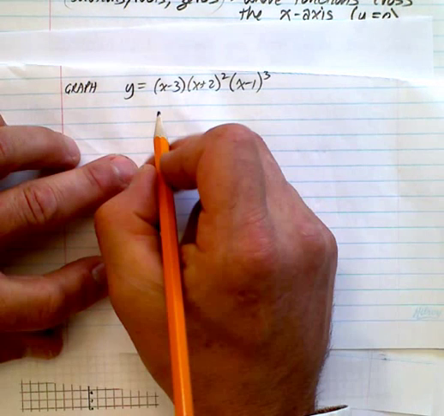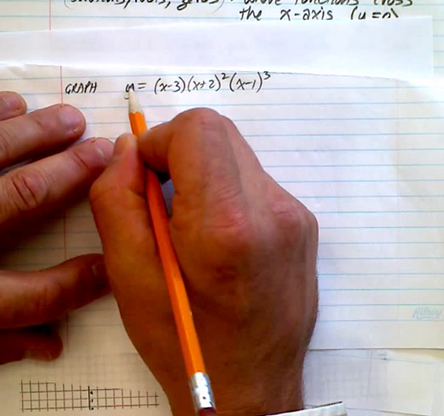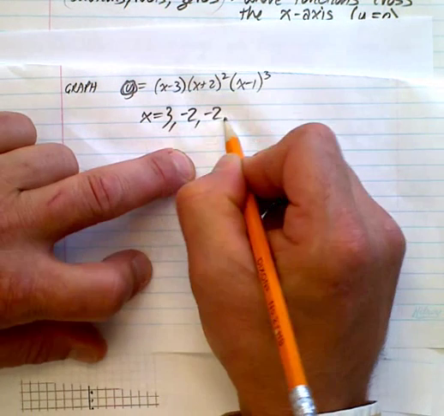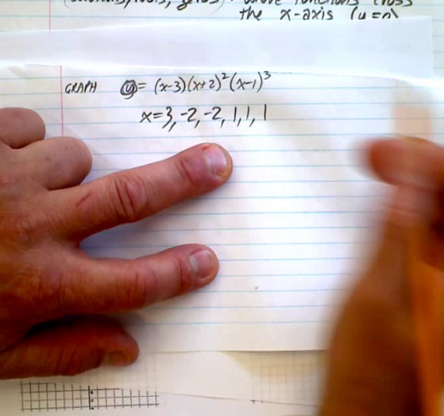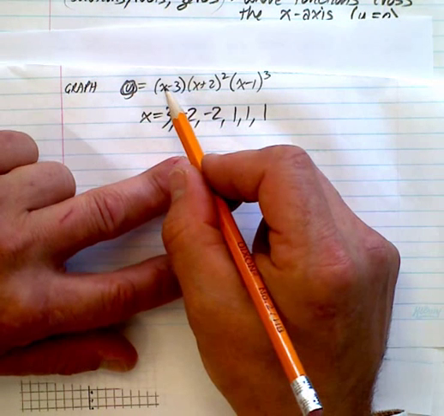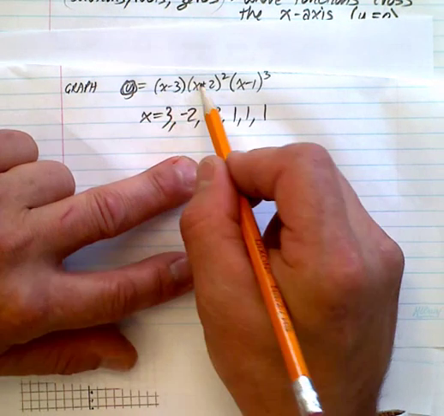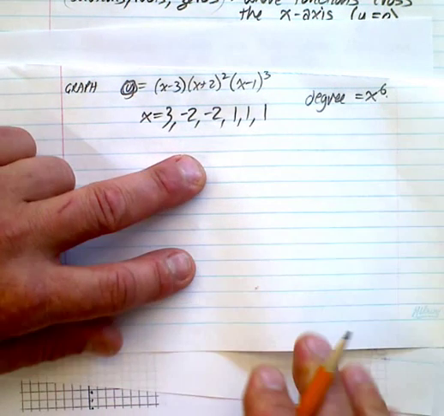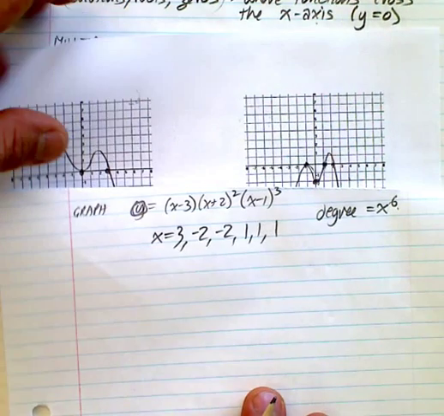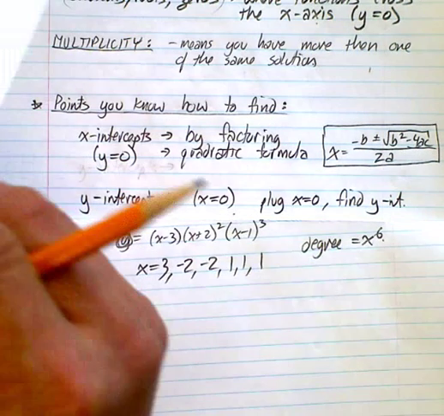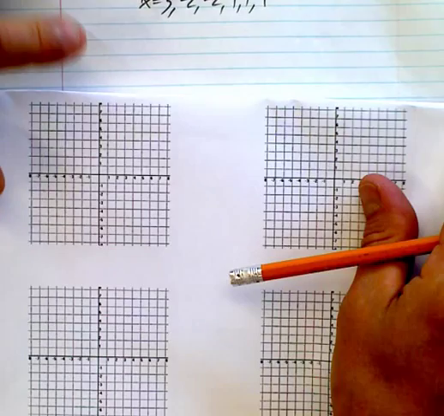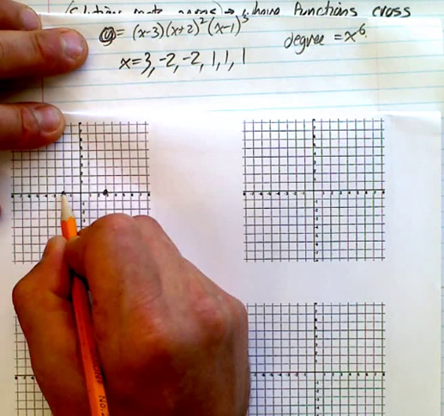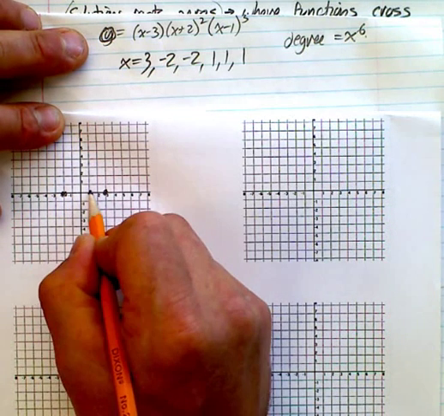So we can see that if I make this 0, I have x equals 3, I have x equals -2 twice, and I have x equals 1 three times. X to the power of 1, that's 1, 2, 3, 4, 5, 6. So the degree here is x to the power of 6. Now we are going to graph this. We've got our numbers here: 3, -2 twice, and 1 three times.